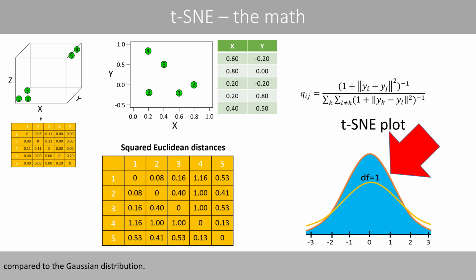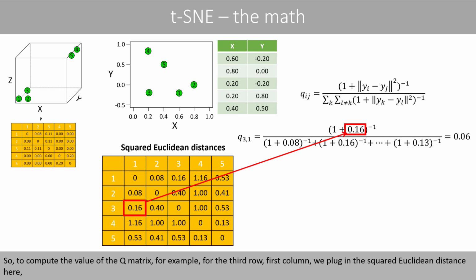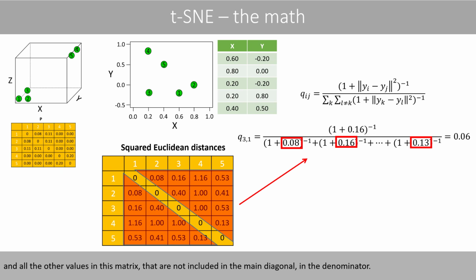So, to compute the value of the Q matrix, for example for the third row, first column, we plug in the squared Euclidean distance here, and all the other values in this matrix that are not included in the main diagonal in the denominator.